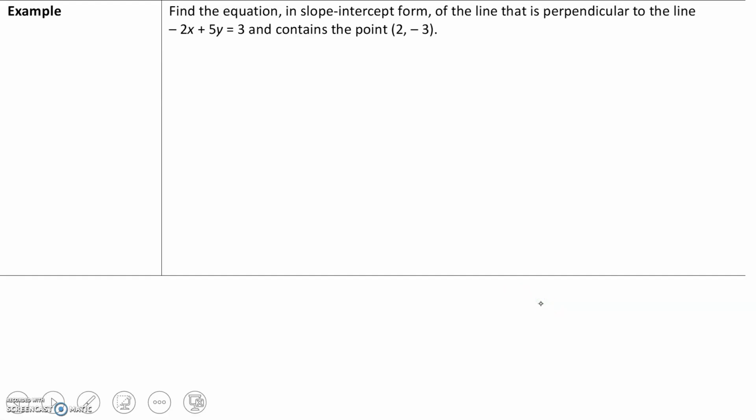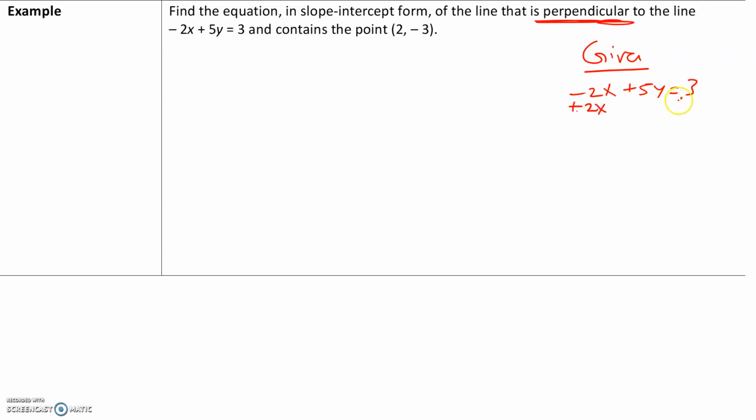Last example, we're given a line that is perpendicular. So our given line is negative 2x plus 5y equals 3. That's our given line. We want to find the line perpendicular to it. So let me just get you guys started. First, we need to find the slope of the given line.